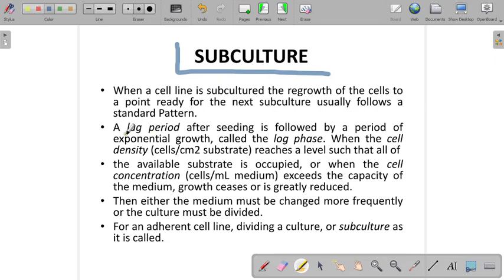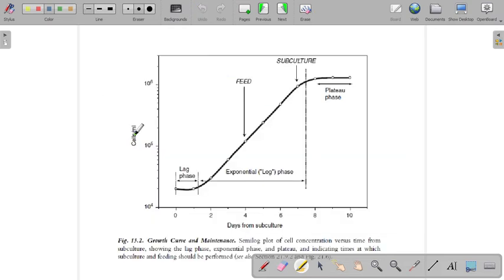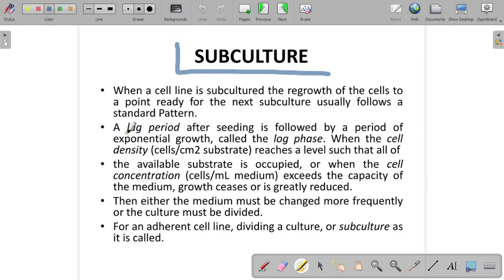What is the standard pattern? Take the example of a graph. There is a primary cell which is nurturing and getting nutrition, and then it is ready to divide. That phase is called the lag phase. What is the lag period? After seeding, the lag period is followed by the period of exponential growth called the log phase.